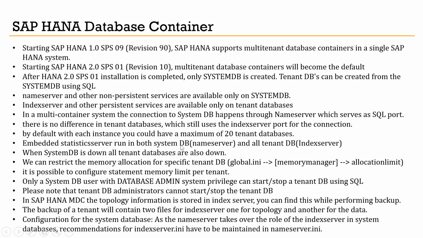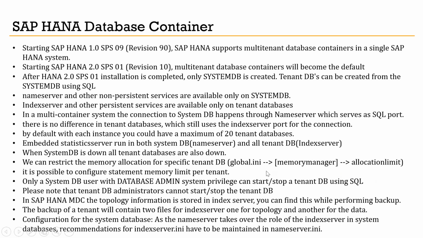So the embedded static servers run in both the system DB, that is the name server, and the tenant database, that is the index server. When the system DB is down, all tenant databases are also down. So when you stop your system DB, then whatever tenants you have in the system will stop. We can restrict the memory allocation for a specific tenant database in the configuration. In the global.ini we can go to the memory manager section, then allocation limit.